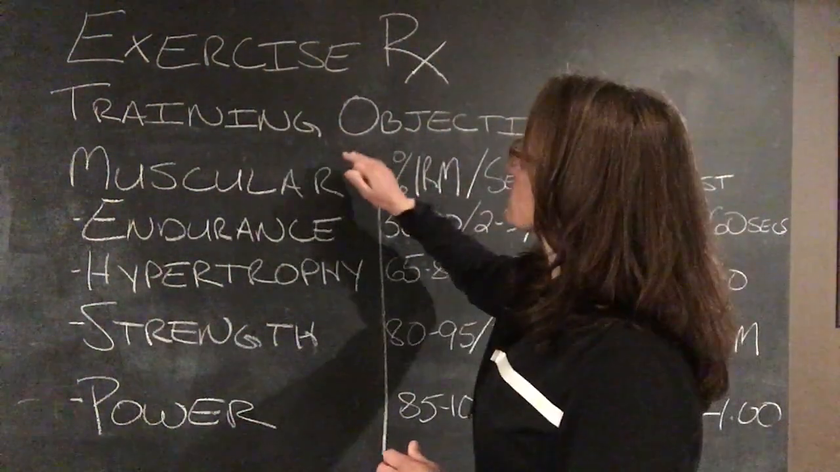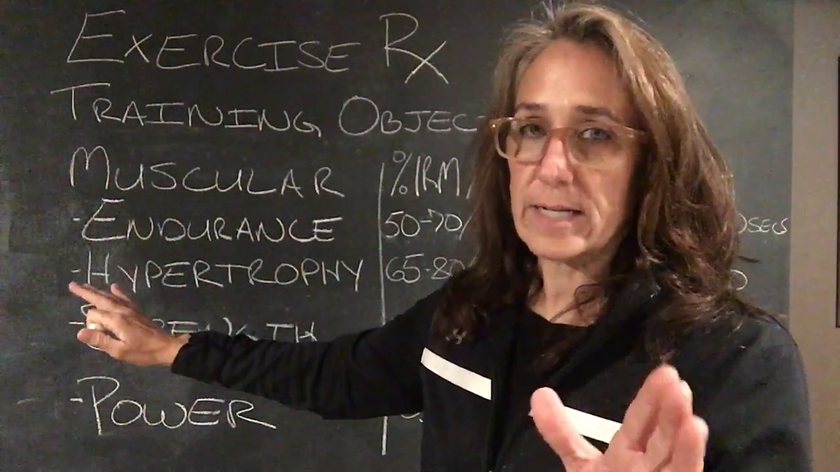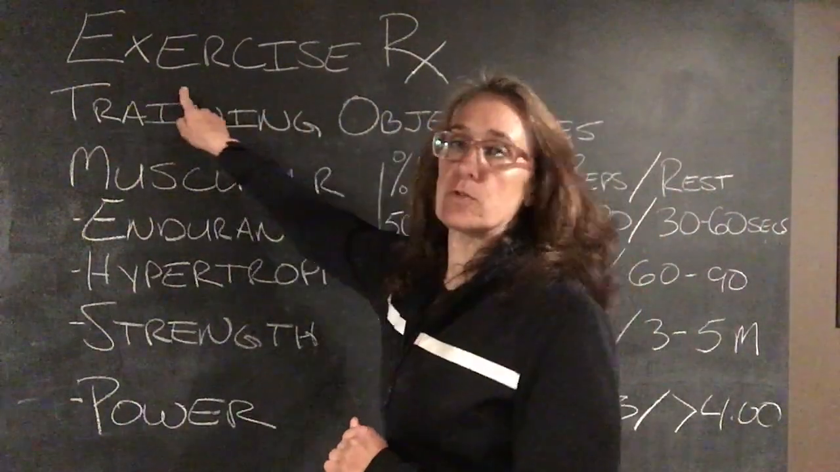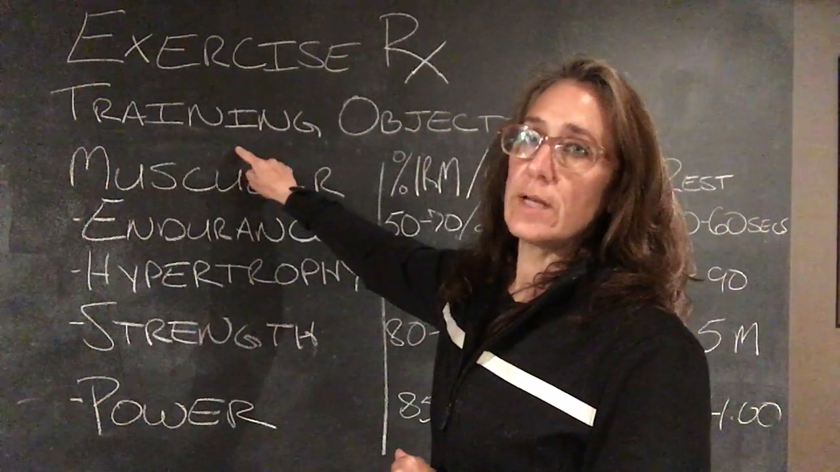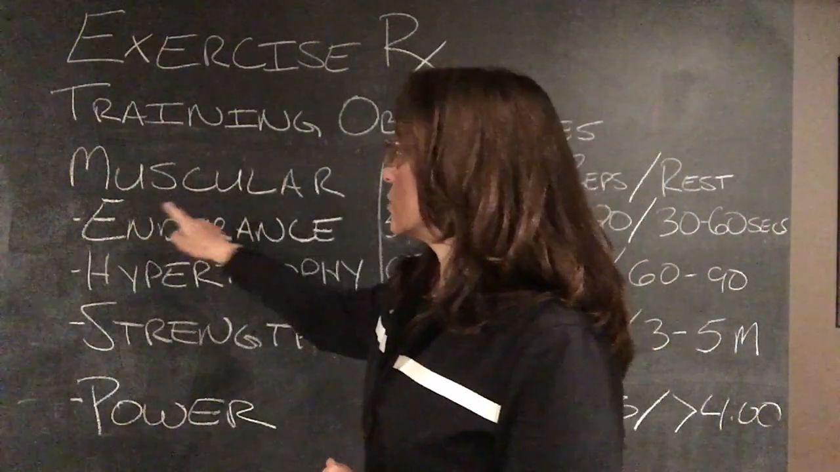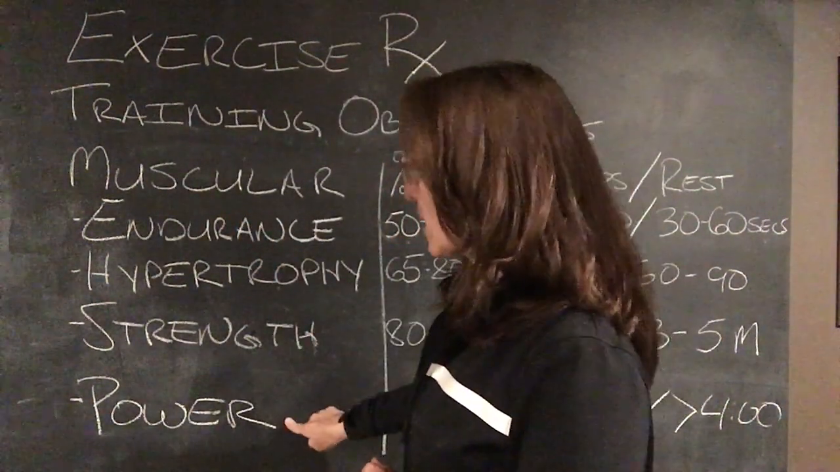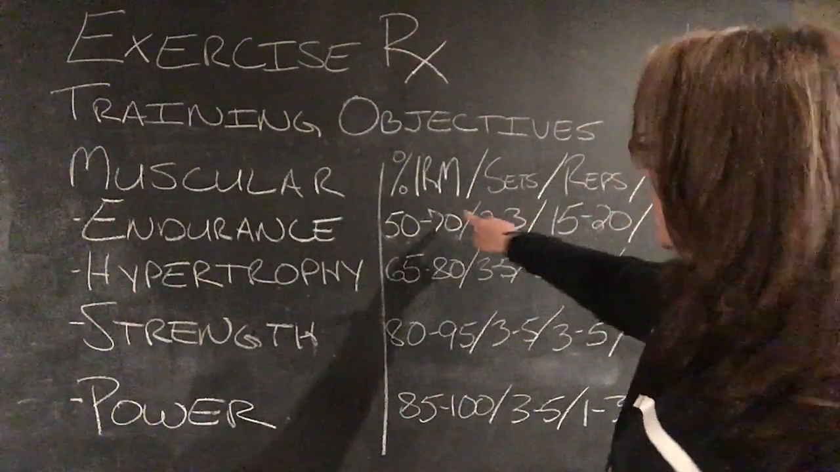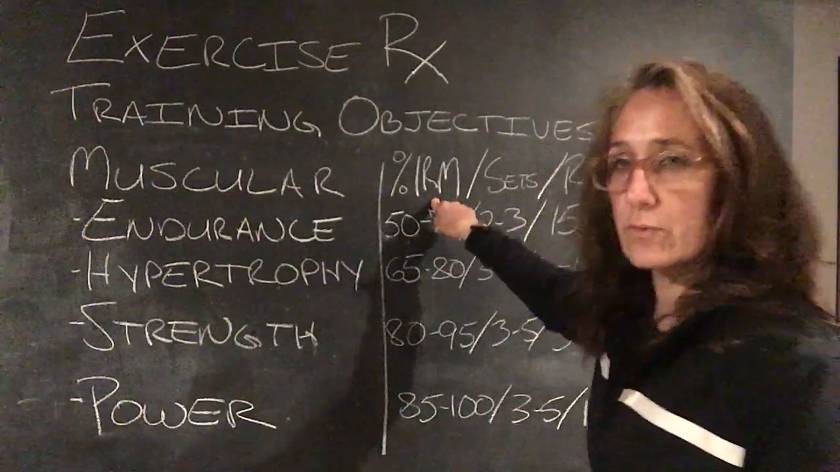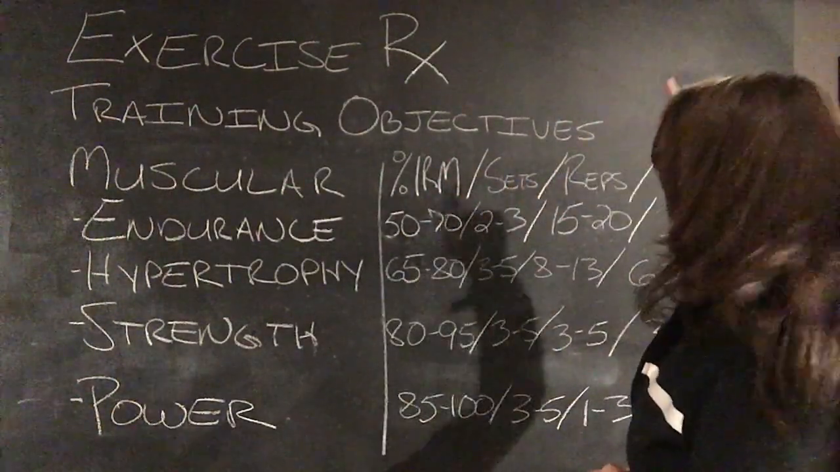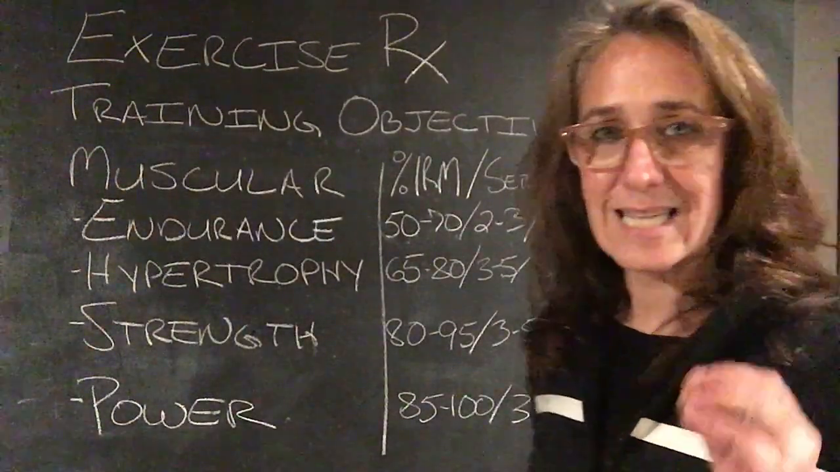So again, the 1 repetition max lab and the 1 repetition max findings are relevant to exercise prescription. And we know that there is a specific prescription for each training objective. And we know that each training objective, endurance, hypertrophy, strength, and power, all need to include these 4 pieces of information: the percent of 1 rep max, the number of sets that I do per exercise, the number of repetitions I do per set, and the amount of time I rest between sets.